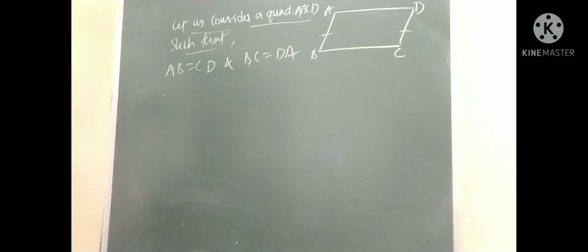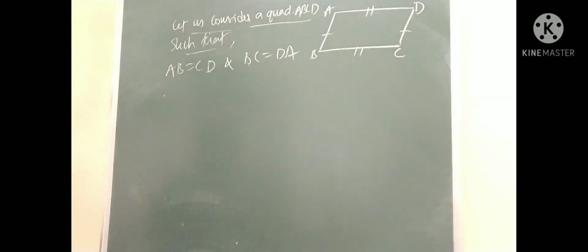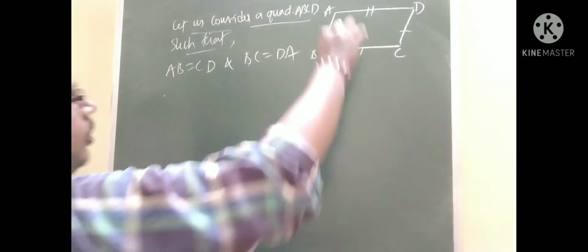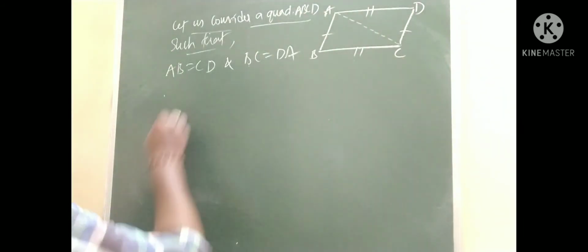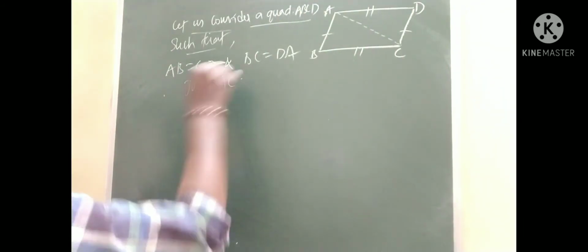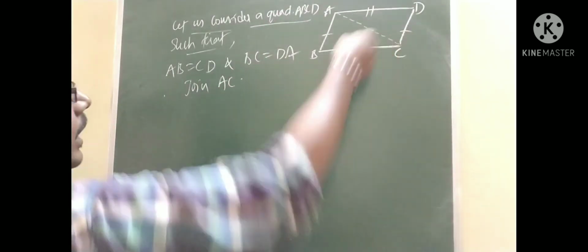Okay, we have considered a quadrilateral in which the opposite sides are equal. Then if in a quadrilateral the opposite sides are equal, then it should be a parallelogram. That is the statement. So we have to prove that they are parallel, and obviously they have given the equal. So now let us see how to prove this. For the proof, I am going to join AC. Okay, join AC. Then I will prove that these two triangles are equal.